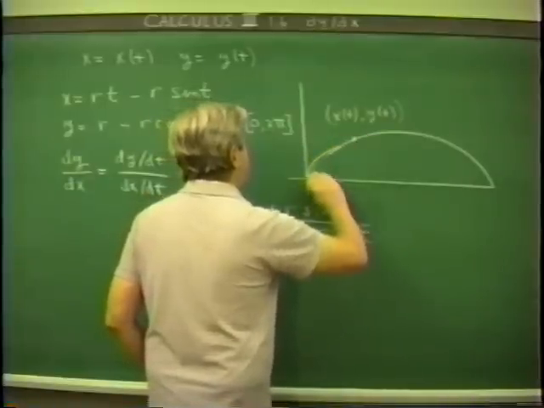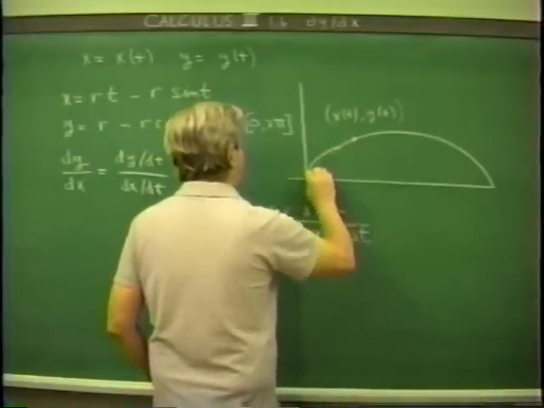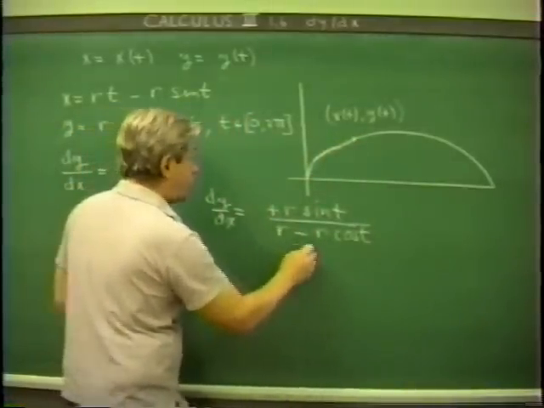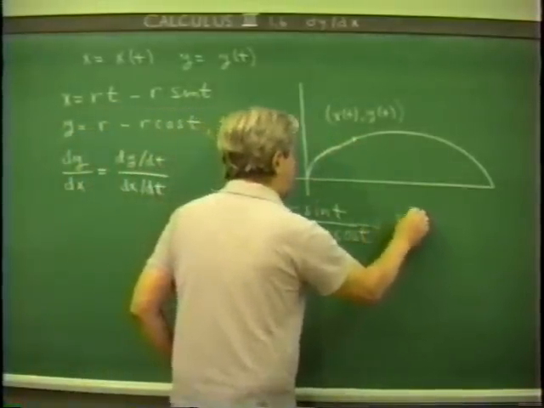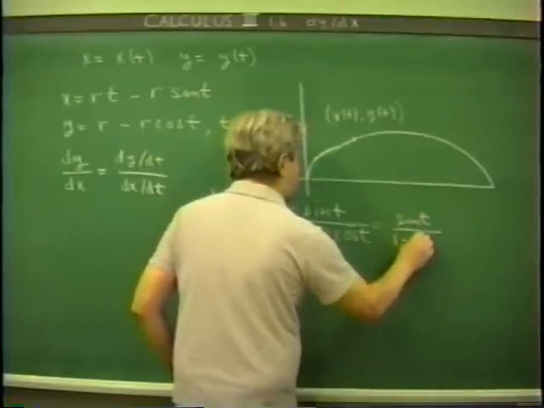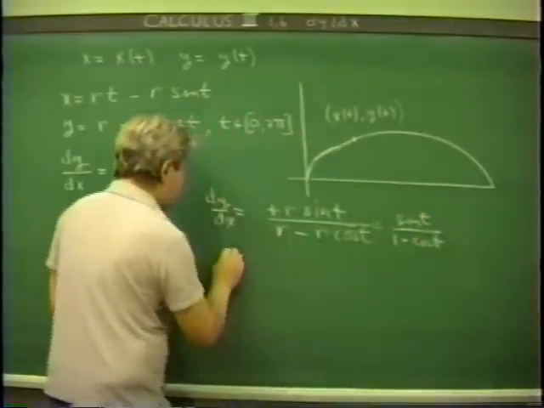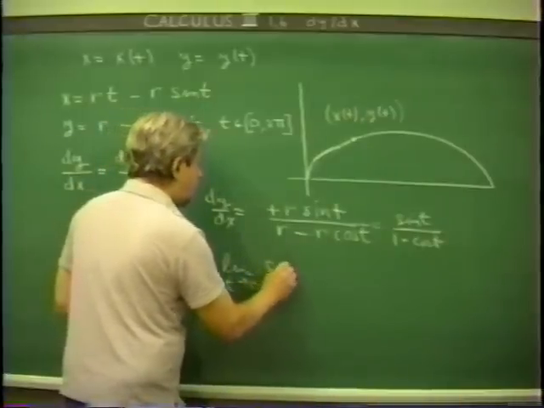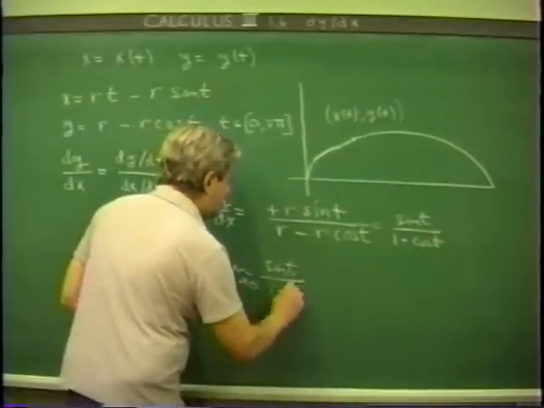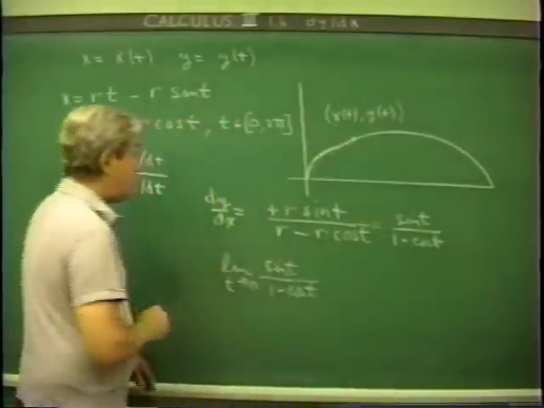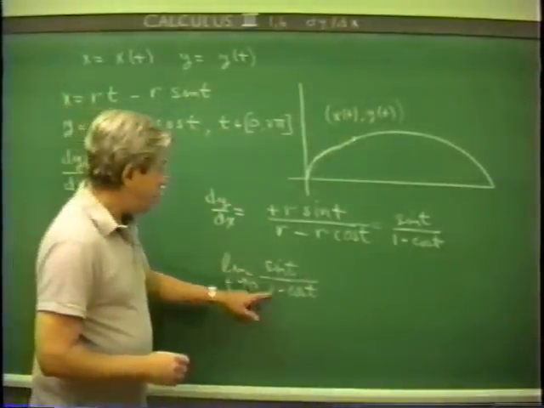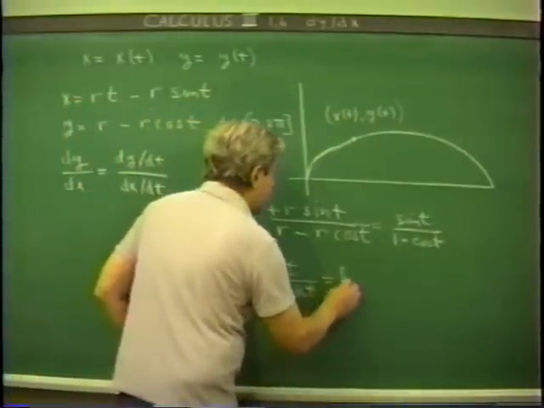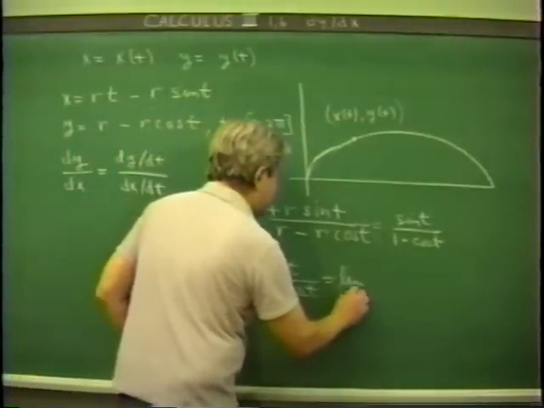Now, I mentioned earlier here that this is a bad drawing, that this really leaves the origin in perpendicular fashion. We can see that by taking this right here, which is equal to sine t over 1 minus cosine t, and looking at the limit as t approaches 0 of sine t over 1 minus cosine t. Now the numerator approaches 0 and the denominator approaches 0 here, so L'Hopital's rule applies.